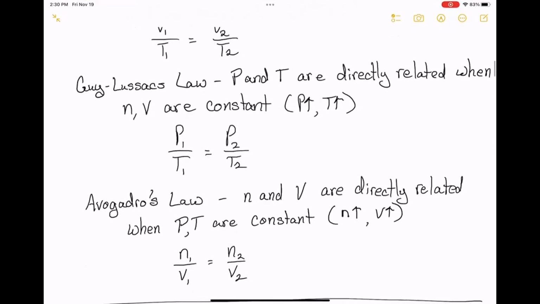The last law we didn't actually observe is called Avogadro's law. And let's face it, when we first encountered Avogadro was when we talked about Avogadro's number, which was 6.022 times 10 to the 23rd of anything is equal to 1 mole. So Avogadro's law deals with moles. Specifically, it says that the moles and volume are directly related when the pressure and the temperature are held constant.